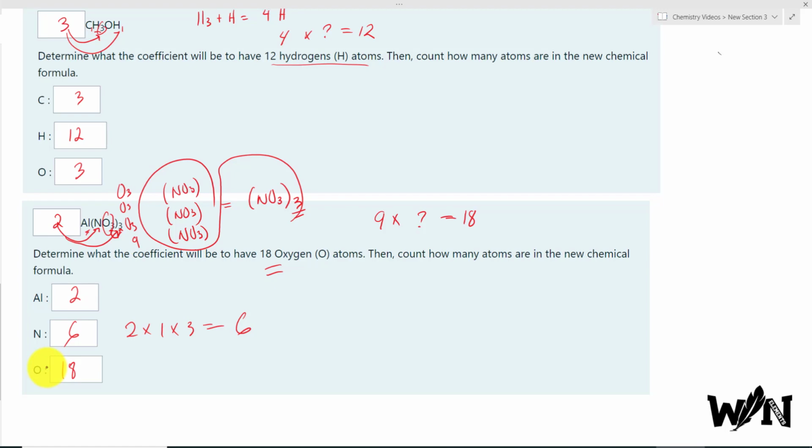And if you have any question, first thing is to write it out like this, okay? And count it and then solve from there.